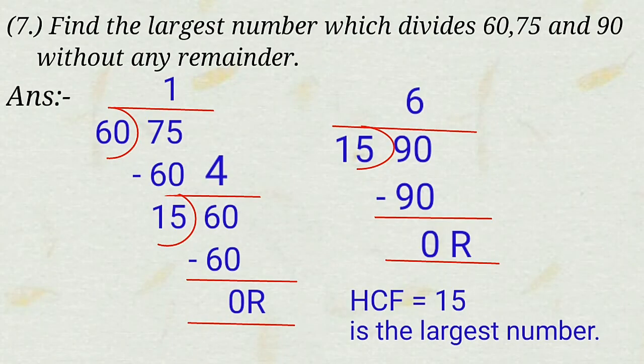7th, find the largest number which divides 60, 75 and 90 without any remainder. So let's find their HCF. Now let's take 60 and 75. 60 ones are 60. 75 minus 60 gives us 15. So let's take 60 as dividend. Now 15 fours are 60. So we get 0 remainder. So from here 15 is the HCF. Now let's take 15 and 90. Now 15 sixes are 90. So we get 0 remainder. So the last divisor is 15. So HCF is equal to 15, which is the largest number.